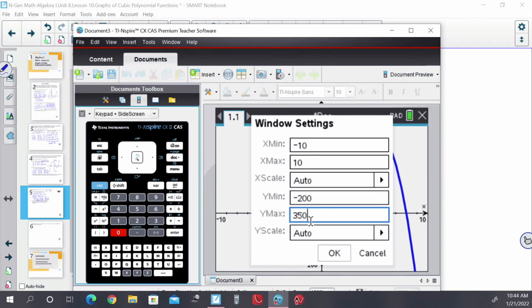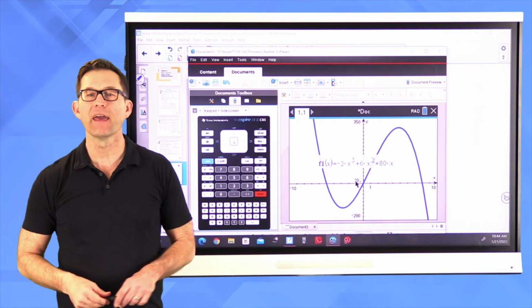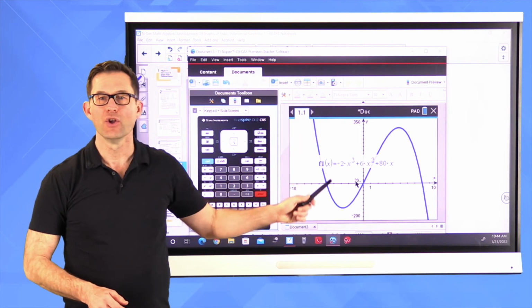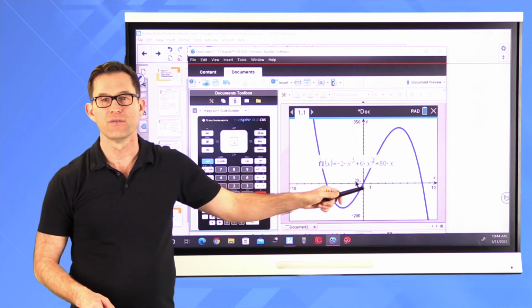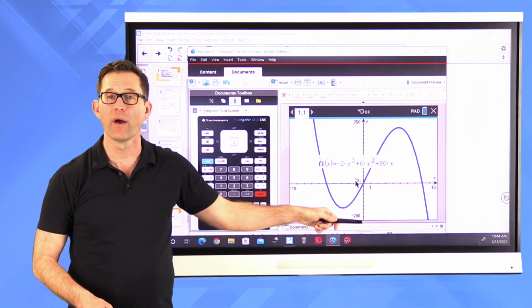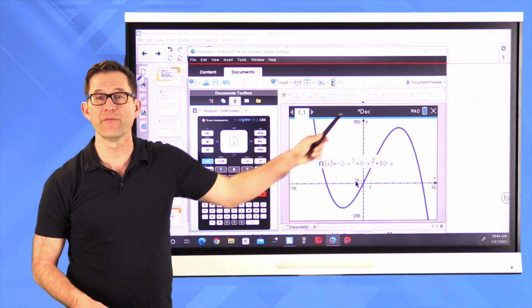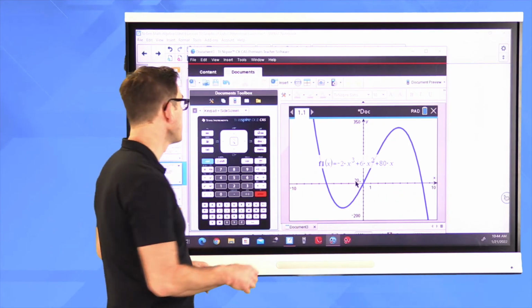We'll go with 350. That'll do it. There we go. Now we have everything. And again, it's that classic cubic shape. Two turning points, right, along with 1, 2, 3 zeros, all right? My window went from negative 200 up to 350, from negative 10 over to 10, right? So now I can sketch this thing.